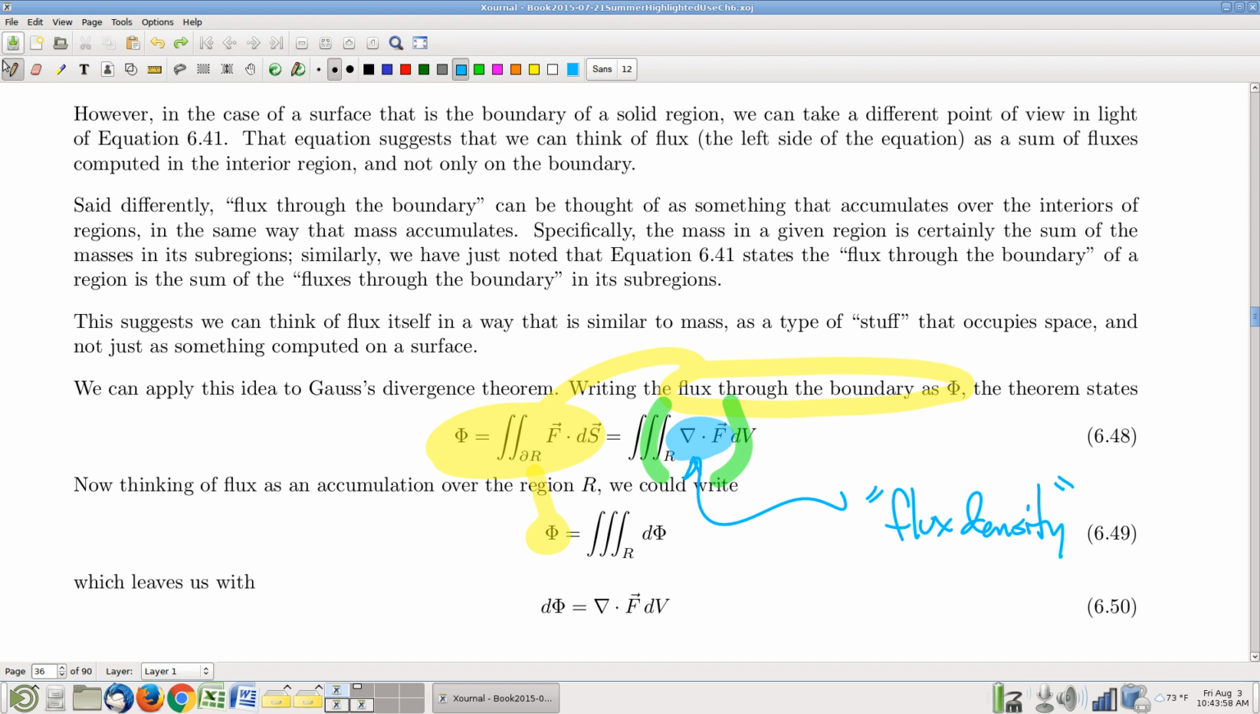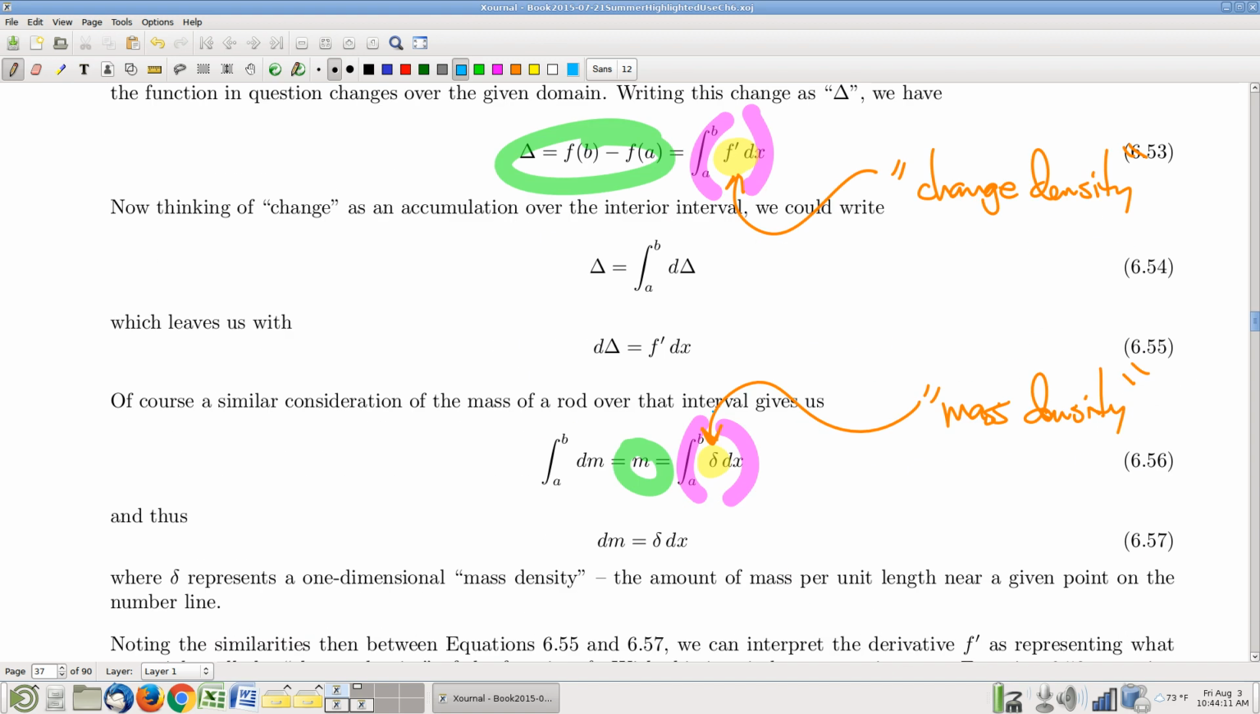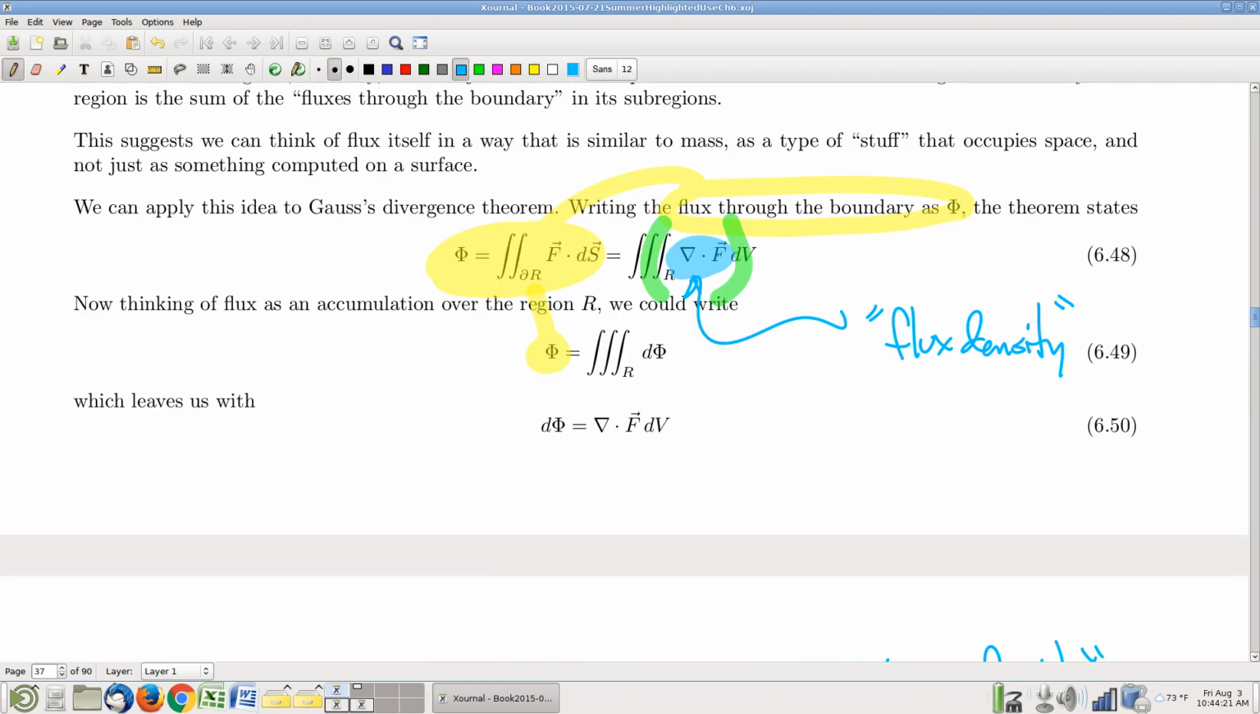In the same way, mass density, this density thing here, is telling you where the mass is. It's telling you how mass is accumulating over that interior. In the same way that the derivative is telling you how change is happening. It's telling you how change is accumulating over that interior. Divergence is telling you how flux is accumulating. It's telling you how much flux is accumulating at a particular point in the region over the interior. It's a very literally, physically important thing. So this term flux density just perfectly encapsulates what's going on there.